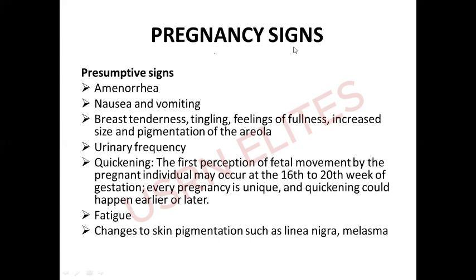Now, for a multiparous woman, meaning someone who has had multiple pregnancies before, they tend to experience early quickening. However, someone who is having her first pregnancy does not experience the quickening early. And so, like I said, quickening is between 16 to 20 weeks of gestation.